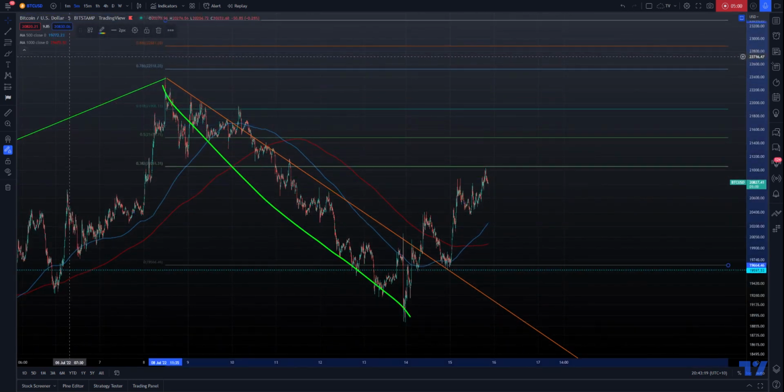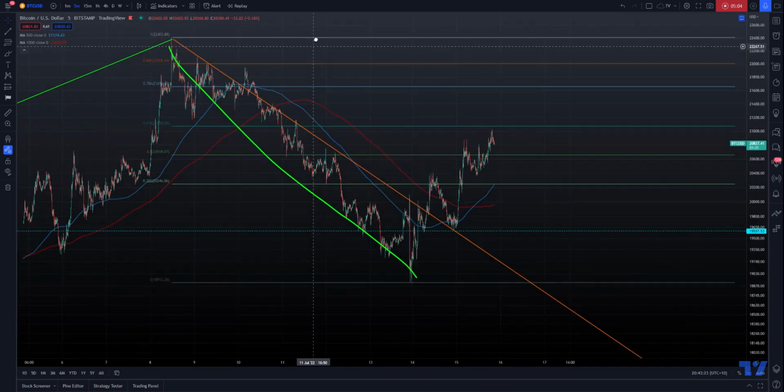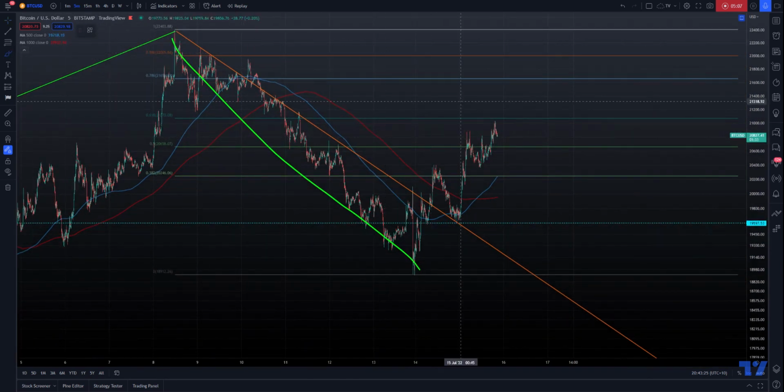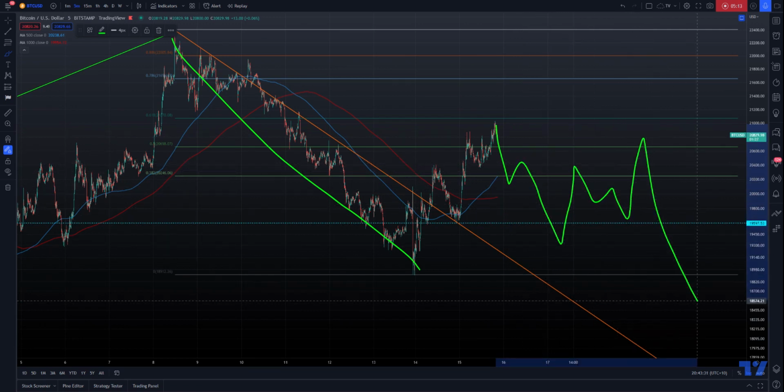Sorry, one sec. So let me just fix this up so I don't drag everything everywhere. All right, we could see a B wave, a C wave, a D wave, an E wave, and then you can get your move, right? Which would basically be roughly the same length as wave A.